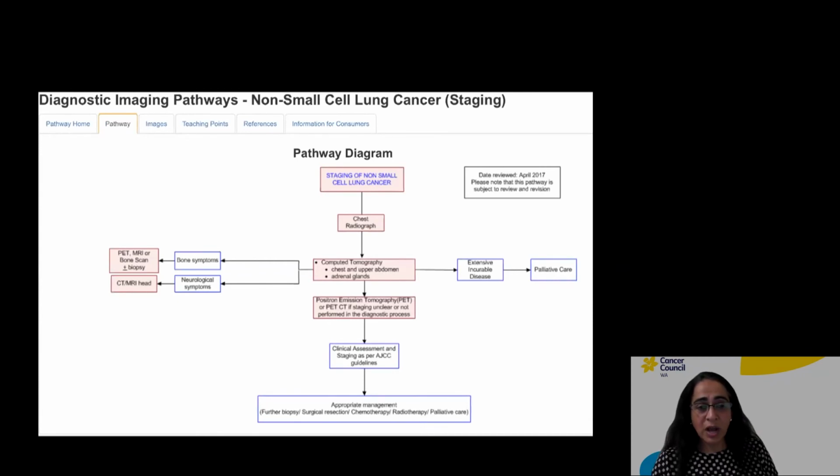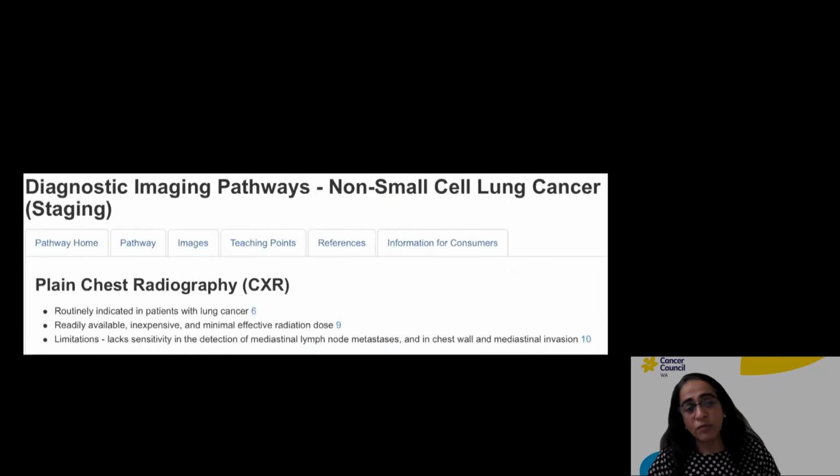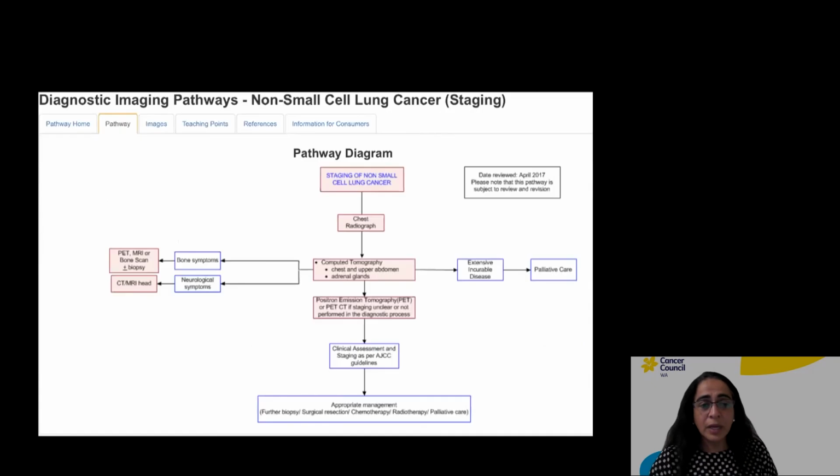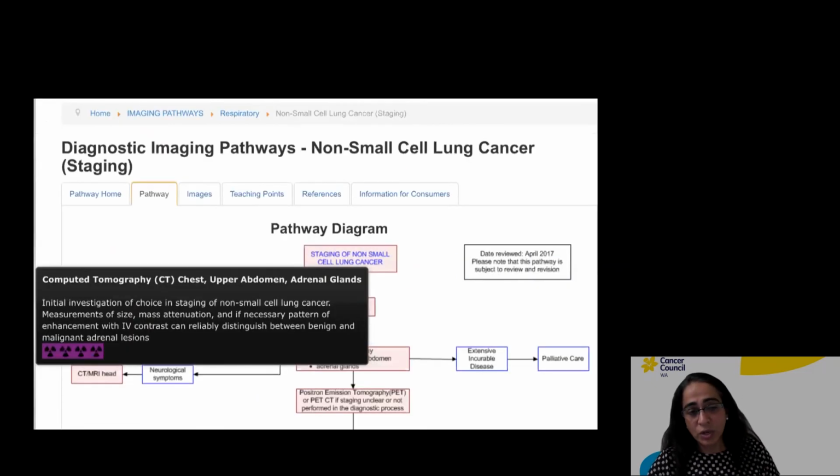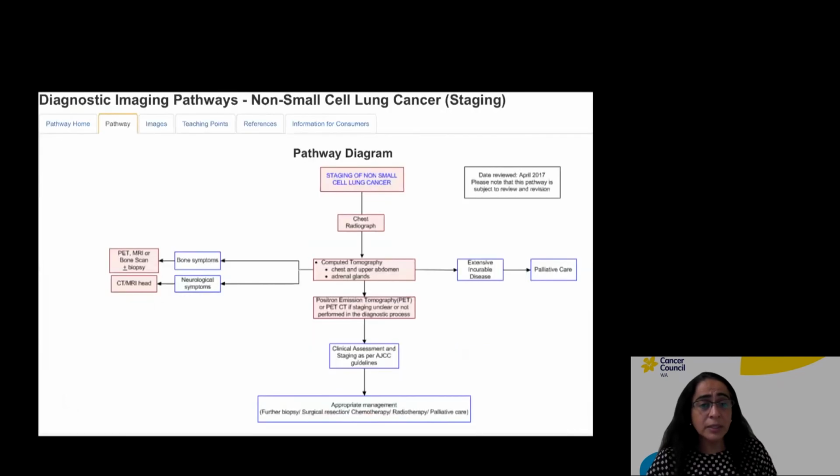doing a chest radiograph. If you click on this red box, it gives you more information about that modality and how it helps in staging of non-small cell cancer. If you hover on this red box, it gives you a salient feature about that particular imaging modality, here about the CT scan.